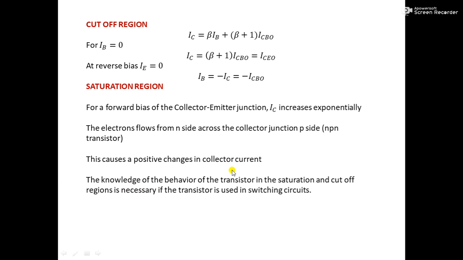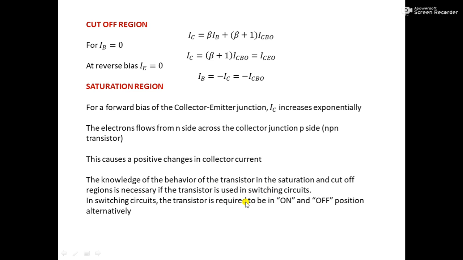The knowledge of the behavior of the transistor in the saturation and cutoff regions is necessary if the transistor is used in switching circuits. In a switching circuit, the transistor is required to be in on and off positions alternately.